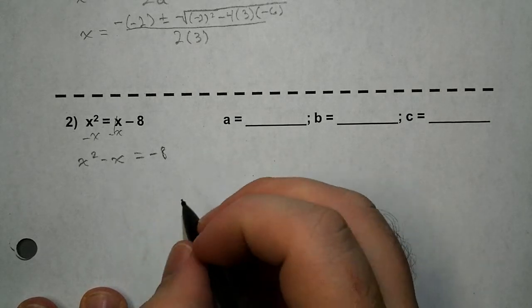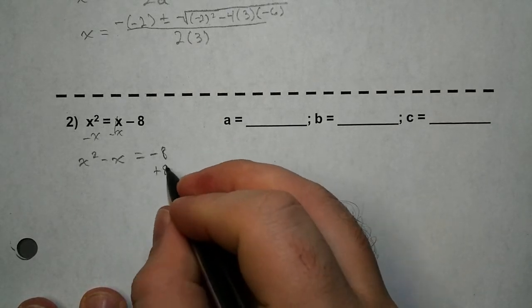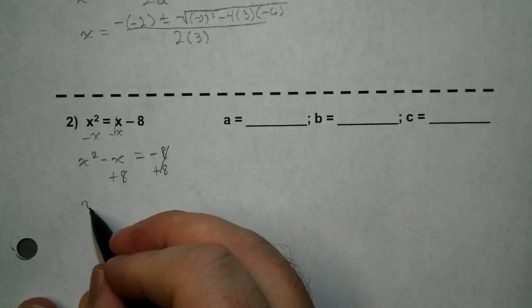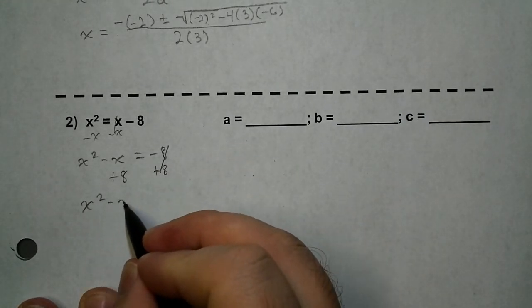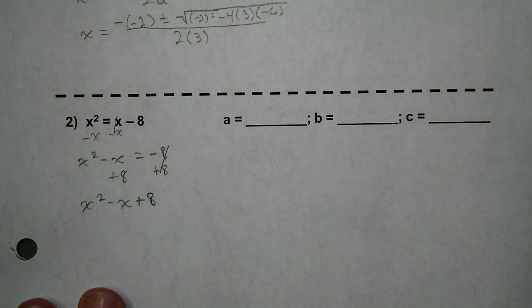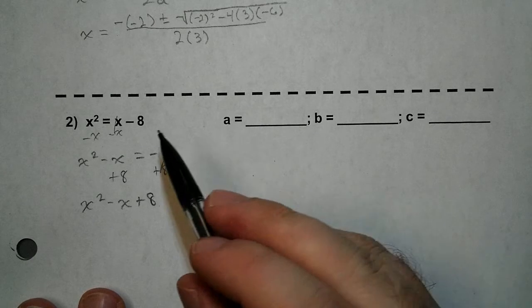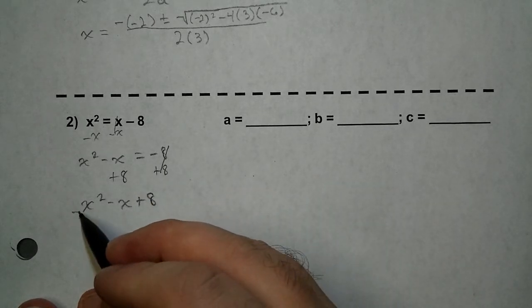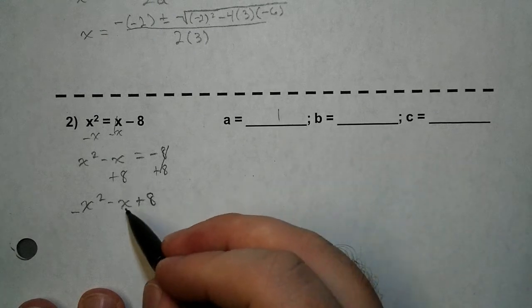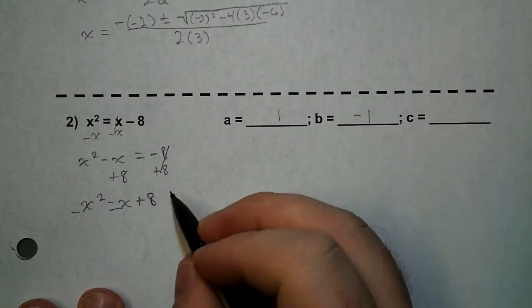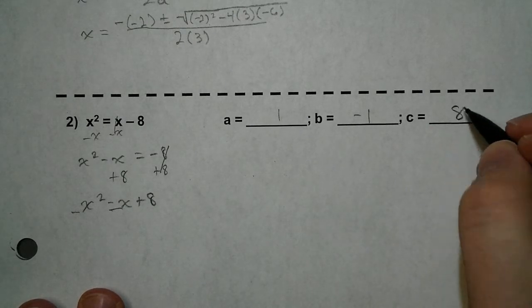Then I've got to move my 8 over. So add 8. Those cancel. And we get x squared minus x plus 8. Now, label your a, b, and c. My a here, what's in front of x squared? It's 1. My b here, what's in front of negative x? That's a negative 1. And c here is positive 8.